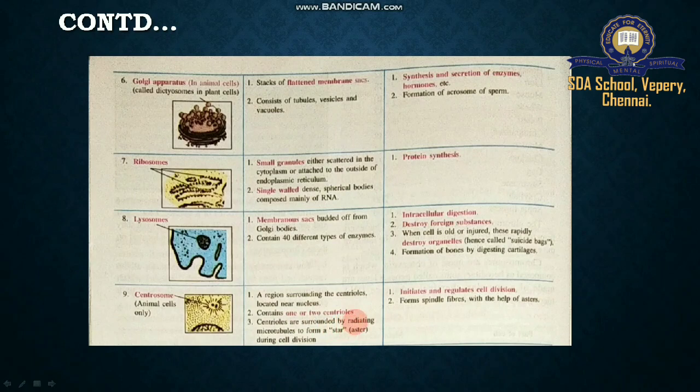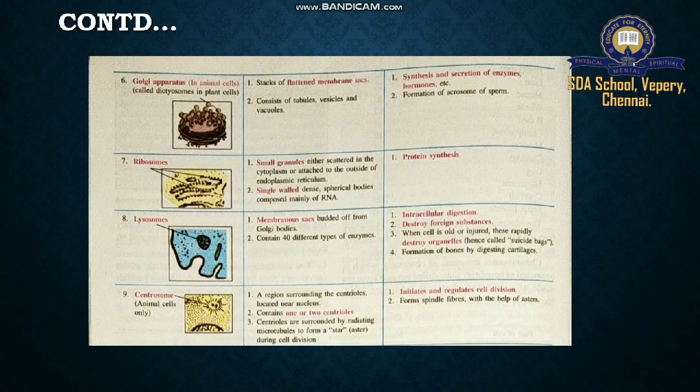Centrioles are surrounded by radiating microtubules to form a star shape, as seen during cell division. What is cell division? It is a multiplication process of one cell, happening in all living plants and animals. In our body cells, the processes are called mitosis and meiosis. During that stage, the cell is going to divide.